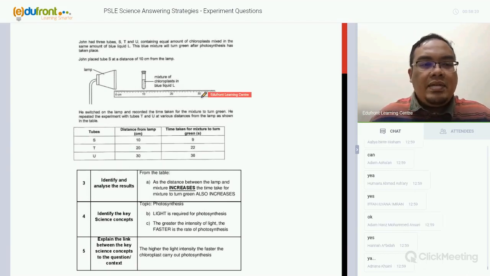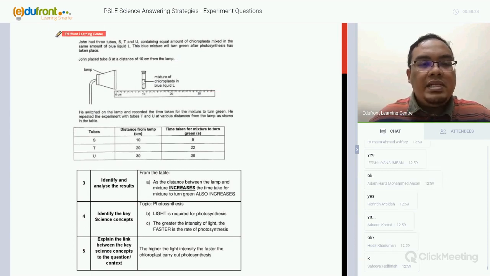Okay, now let's take a look at this question. Again, this is another type of experiment question. So John had 3 tubes S, T, and U containing equal amounts of chloroplast mixed in the same amount of blue liquid. So this is on the topic of photosynthesis. How do you know? You can see the word chloroplast, right? Chloroplast in the leaves is used to trap sunlight, right?